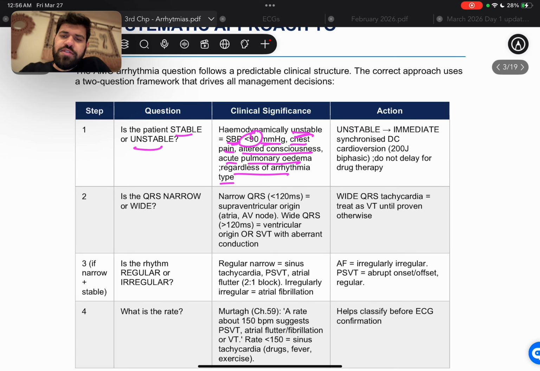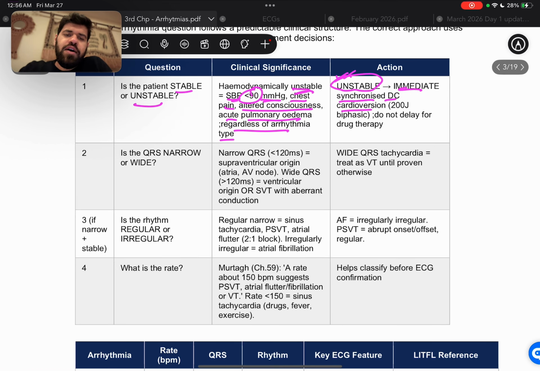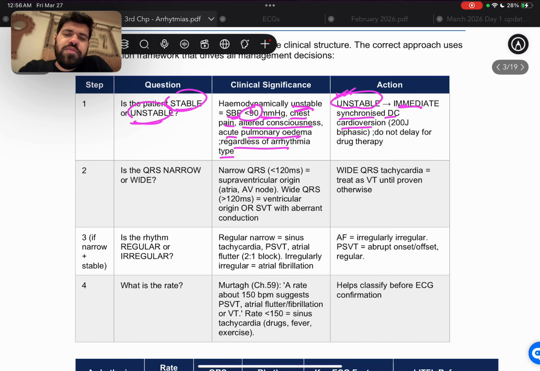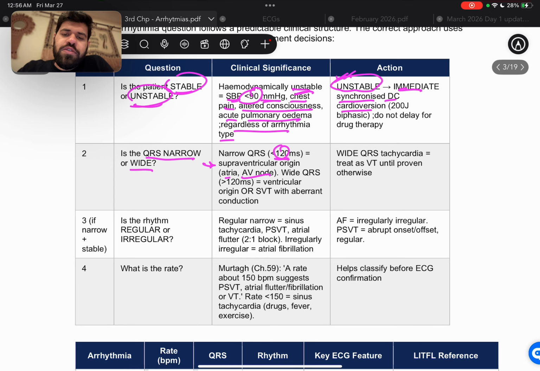Then if the patient is unstable, remember, for all, if any patient is unstable, we do immediate synchronized DC cardioversion, and we do not delay, and we don't wait for drug therapy. Then after seeing if the patient is stable or unstable, we see if the QRS is narrow or wide. So if the QRS is narrow, that means the normal QRS is 120 ms. And if it's less than 120 ms, that means that the tachyarrhythmia is supraventricular in origin, such as the atrial or the AV node. And if the QRS is wide, that means ventricular origin or SVT with aberrant conduction.